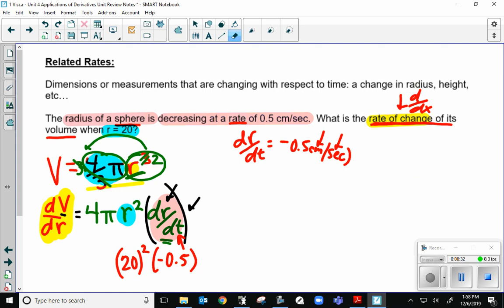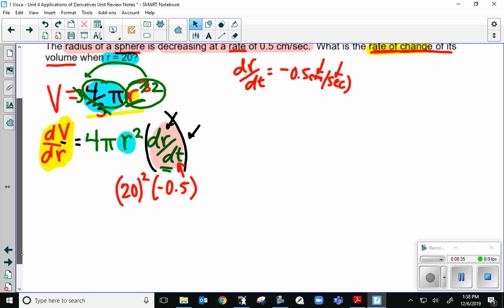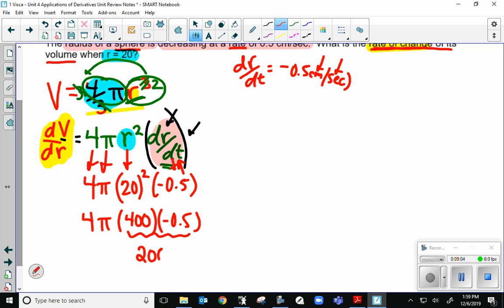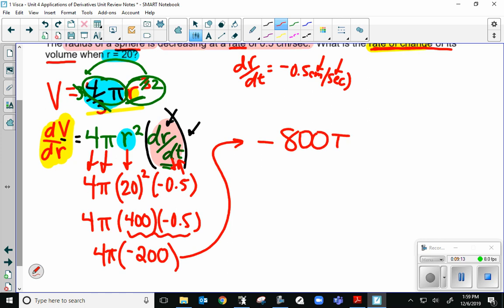So let's just finish off this problem, shall we? We still have 4 pi out front. So 4 pi, radius is 20 squared, and my radius is decreasing by negative 0.5. Well, 20 squared is 400. So it's 4 pi times 400 times negative 0.5. That's a half. Half of 400 is 200. And negative times a positive is negative times 4 pi. If I multiply all those together, that is negative 800 pi.